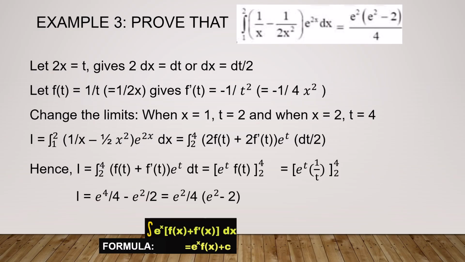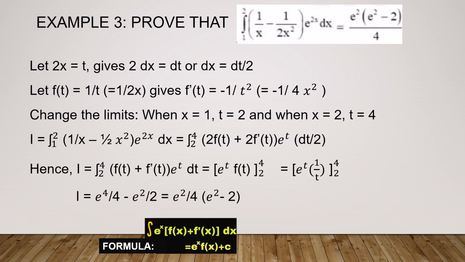Remember, whenever you use the substitution method, you are substituting another variable, so the limits of the original variable will also change. When x is 1, what will your t be? 2x is t, so when x is 1, t is 2, and when x is 2, t is 4. So instead of limits 1 to 2, your limits will become 2 to 4.